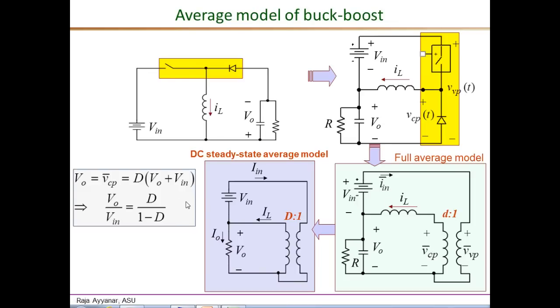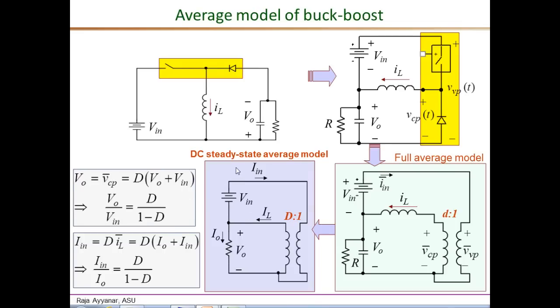Or we can get the input-output current relationship again by looking at this DC average model. So essentially IN is a current that is indicated here, flows into the primary, and that by definition of transformer should be equal to D times IL. And IL, doing a KCL at this node, is equal to IO plus IN. Therefore IN over IO can be shown to be D over 1 minus D. Now these are the same exact relationships that we derived from the switching model.